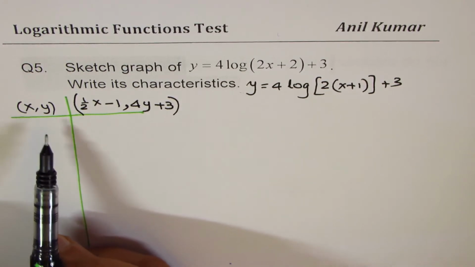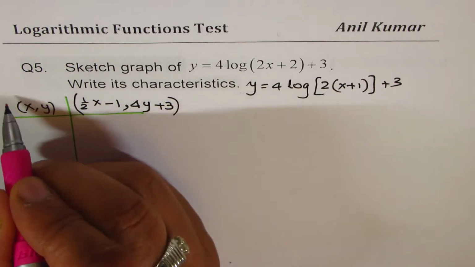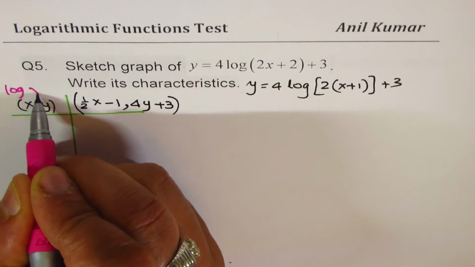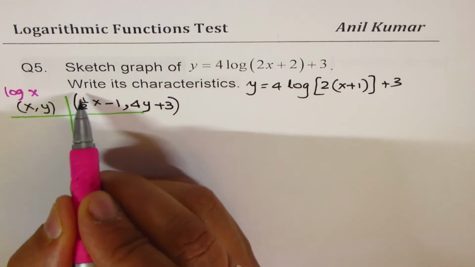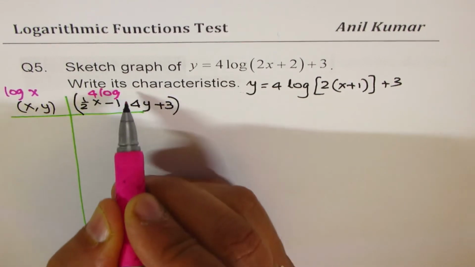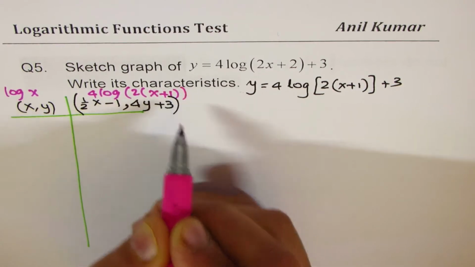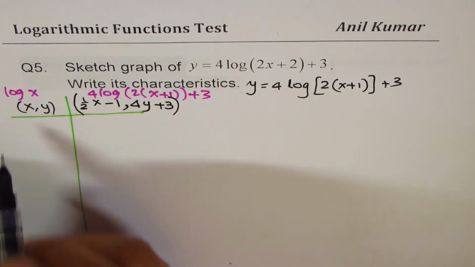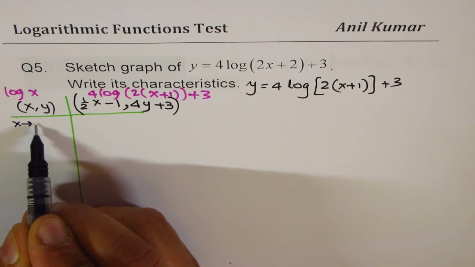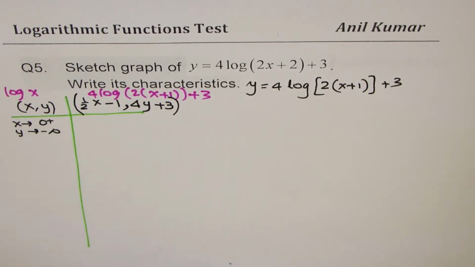Now if you look at log to the base, we have log x, which is base 10, right? And this is that function, which is 4 log of 2 times x plus 1, plus 3, right? Okay. So for the basic function, when x approaches 0 from the positive side, y approaches negative infinity. Perfect.